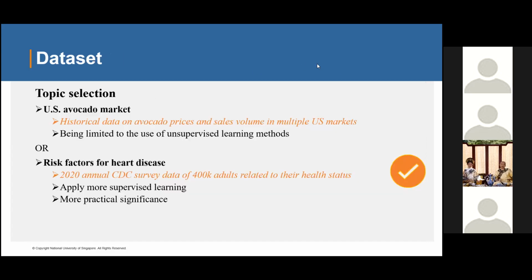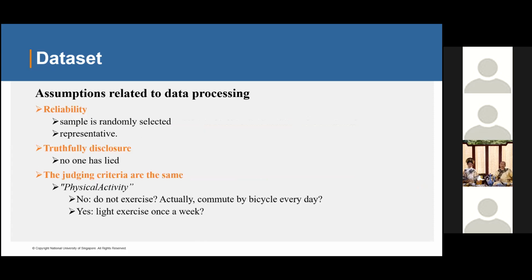Actually, in terms of identifying research topic, we were initially entangled with research on the US avocado market or heart disease factors based on those two datasets. Compared with the study of American avocados, which may be limited to the use of unsupervised learning methods, the study of risk factors for heart disease can apply more supervised learning methods and has more practical significance. We finally decided to start the risk factors of heart disease based on this heart disease dataset. Next page, please.